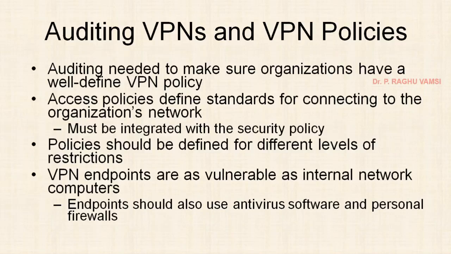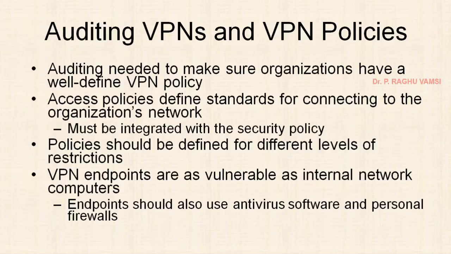And the next one is the auditing of the VPNs and VPN policies. Auditing needs to ensure that the organization has well-defined VPN policies. Access policies define standard connections to the organizational network and must be integrated with the security policy. Policies should be defined for different levels of restriction. Here, auditing can be done via the logging facility of the firewall. So whenever you use the VPN along with the firewall, obviously the firewall should record the VPN activities.